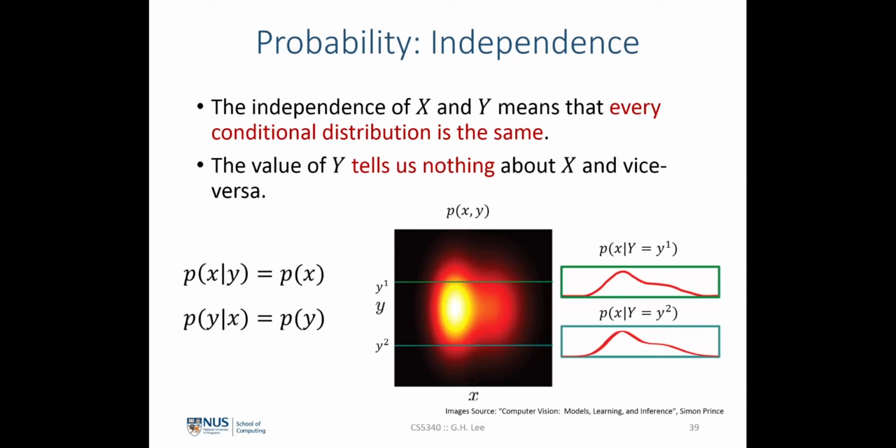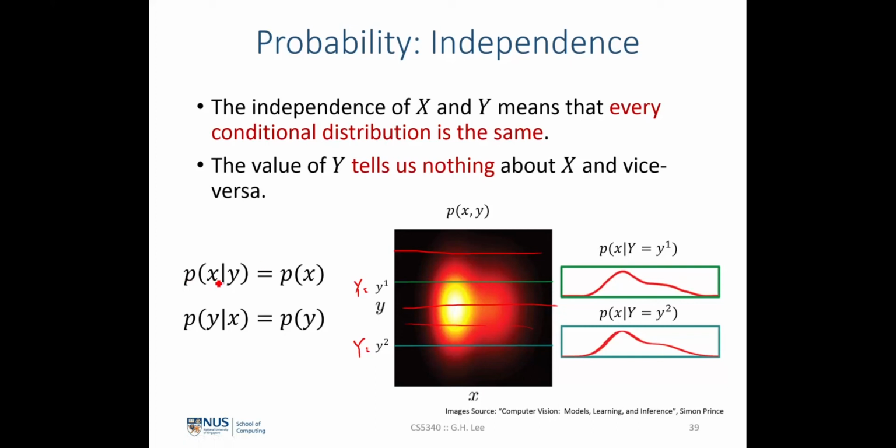Recall that the conditional probability is actually a normalized slice of the joint probability distribution that we have seen in the earlier slides. What's interesting is that when the two random variables are independent, any slice that we take, suppose I take a slice of y equals y1 after normalization, and another slice of y equals y2 after normalization, the conditional distribution of x conditional upon any y would be the same. This means that by observing y to take a certain value, I'm unable to tell anything about x, because it's all the same.